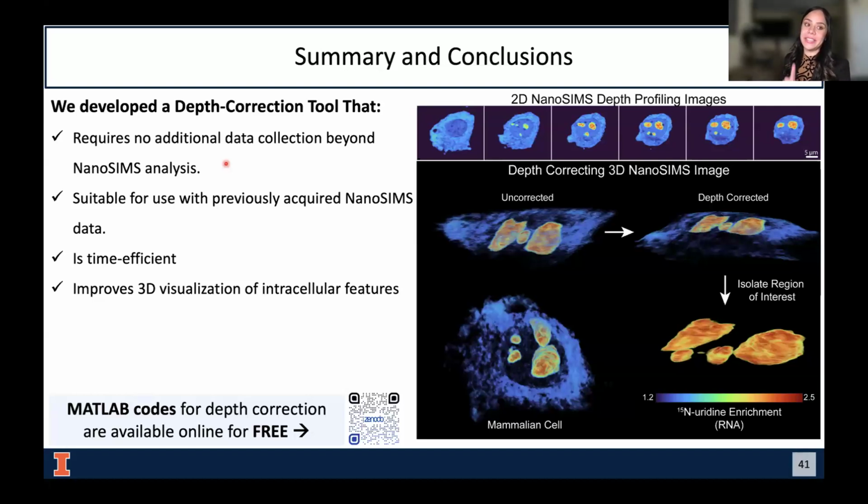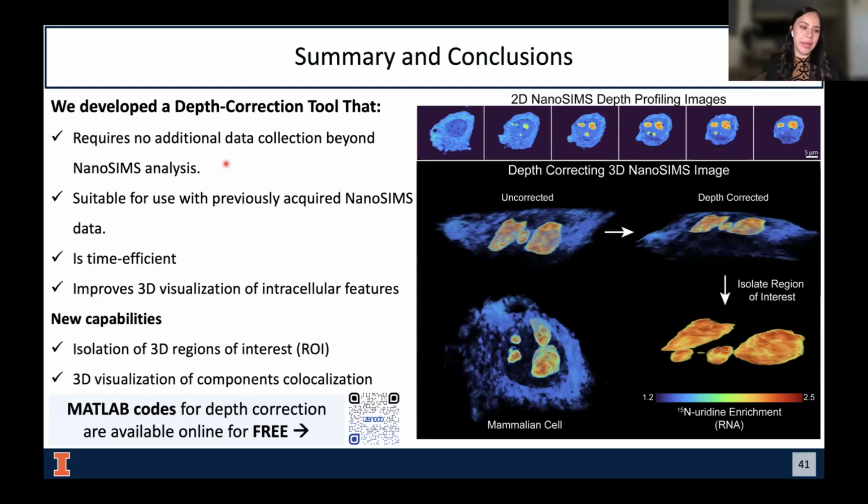Now, this tool simplifies analysis by eliminating the need for correlated data and thus improves visualization of 3D features, helping understand the intracellular processes and biomolecular distribution. Additionally, we've introduced new capabilities to our toolbox, which are isolation of 3D regions of interest, 3D visualization, and colocalization. These capabilities greatly improve the tool's utility, enabling more detailed analysis of 3D NanoSIMS images. And I do want to finalize by saying our developed codes for the depth correction and morphology reconstruction are available online for free. You can scan this QR code to access our codes.